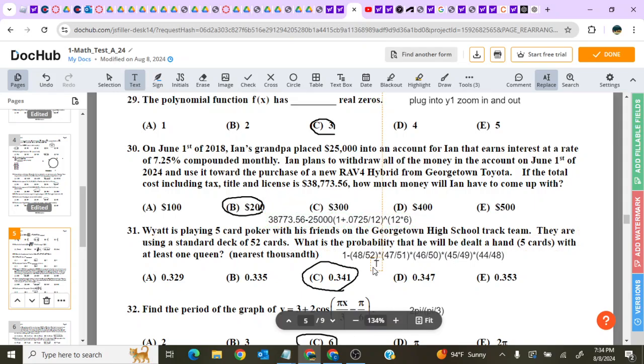31. Watt is playing standard 5-card poker, each using a standard deck of 52 cards. What's the probability he will be dealt a hand with at least one queen?